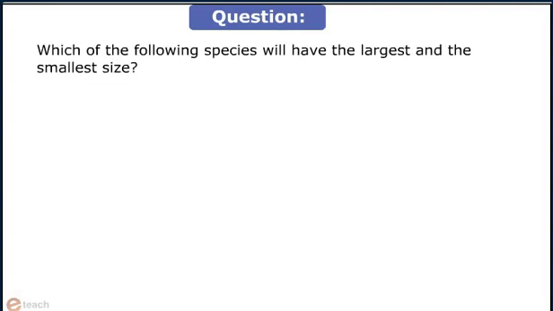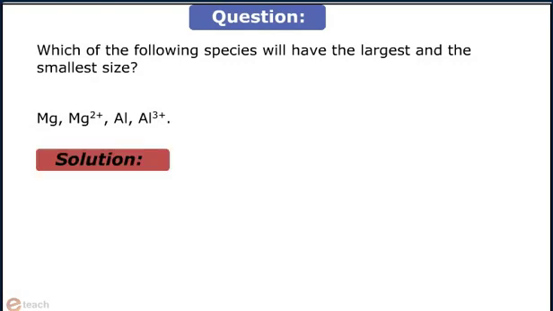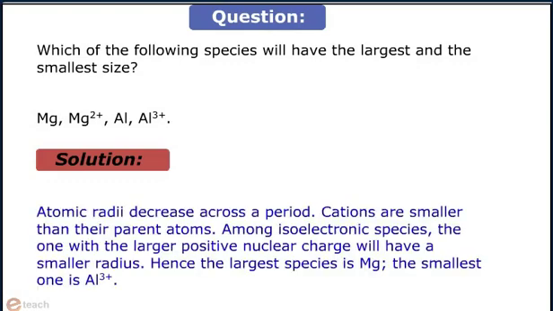Question: which of the following species will have the largest and the smallest size? The species are magnesium, magnesium 2 plus, aluminium and aluminium 3 plus. Solution: atomic radii decrease across a period and cations are smaller than their parent atoms. Among isoelectronic species, the one with the larger positive nuclear charge will have a smaller radius. Hence, the largest species is magnesium and the smallest one is aluminium 3 plus.